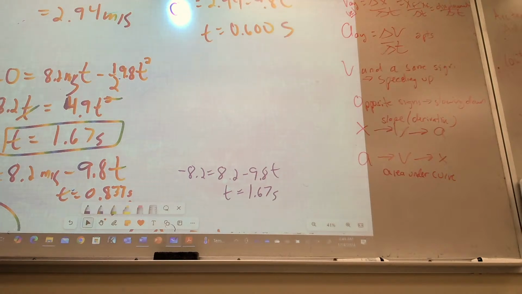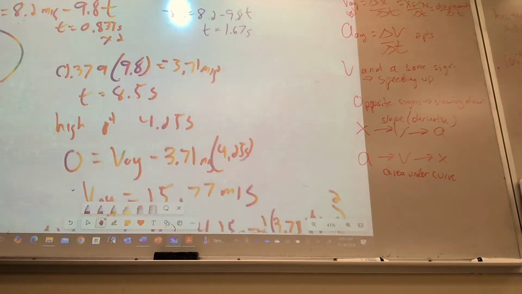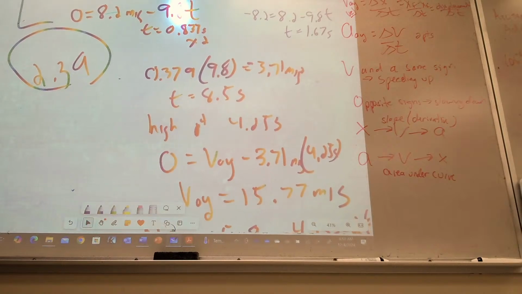Lincoln, did you get A? You know your time is 4.25. You know your acceleration. You know the speed at the high point is 0. You can immediately get v0. Your v final is 0. Your time is 4.25. Is it 1.61? For your v0, it's going to be 15.77. Our v final is 0. Our time to the high point is 4.25. You multiply 0.379 times 9.8, you get 3.71. I think you did 9.8 for your acceleration. Oh, yeah.